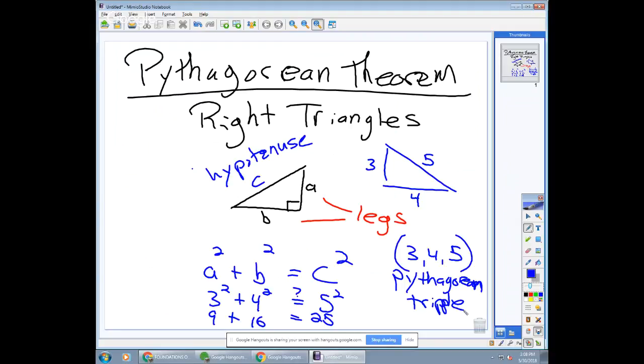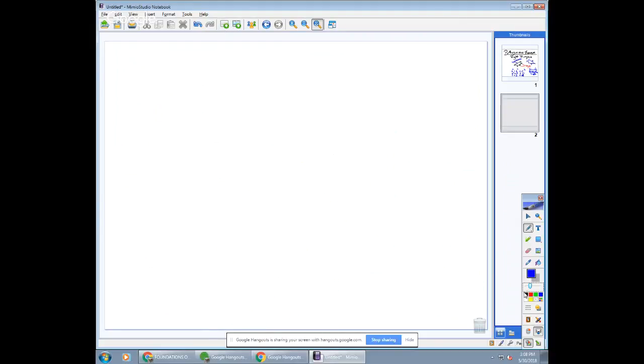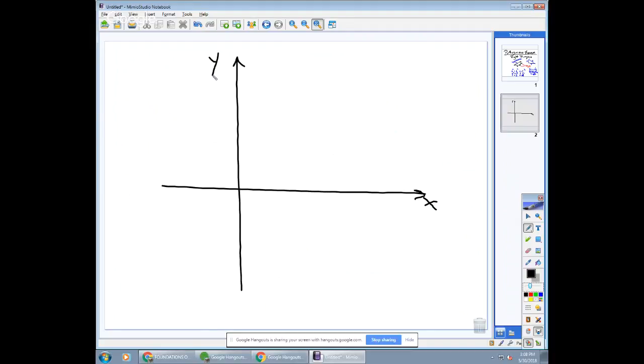So some other things we can do with the Pythagorean theorem: if we use it with some algebra, like the graphing that you once did. We have an x-axis, we have a y-axis. So let's suppose I have the point -2, -1. And then let's get the point 3, 2.